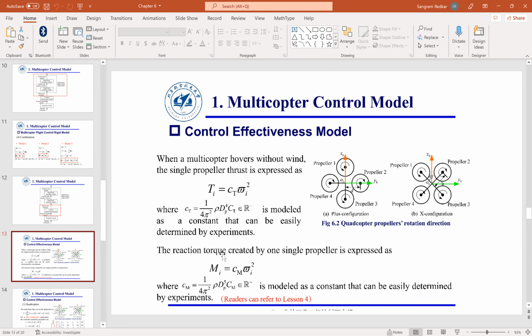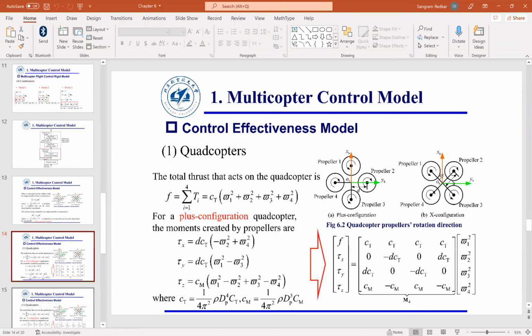Everyone understood this? Now, I'm going to ask you this question, and I don't want you to look at these equations, okay? I have a quadcopter in the plus configuration, prop 1, prop 2, prop 3, and prop 4. If I want that quadcopter to go up, what should I do? I should increase the thrust so that it's more than the self weight of the quadcopter. The quadcopter is going to go up. Do you agree with me?